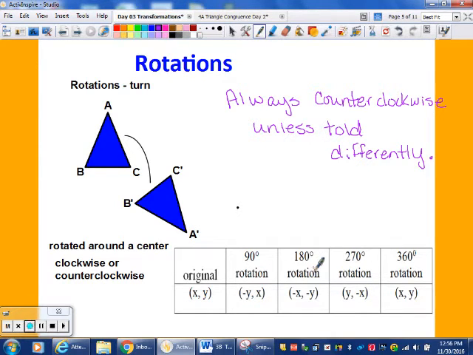If it's 180 degrees, you just negative both the x and y and nothing moves. It stays x comma y, it's just now negative x comma negative y. Then 270 degrees. Mind you, all of these are for counterclockwise.